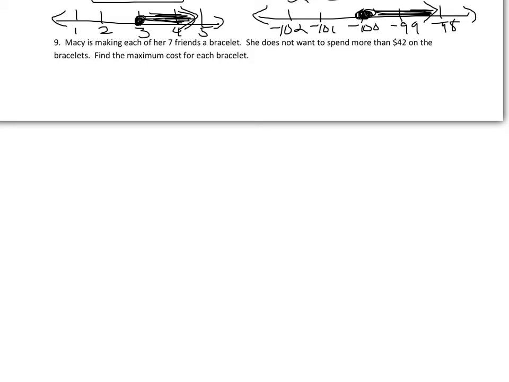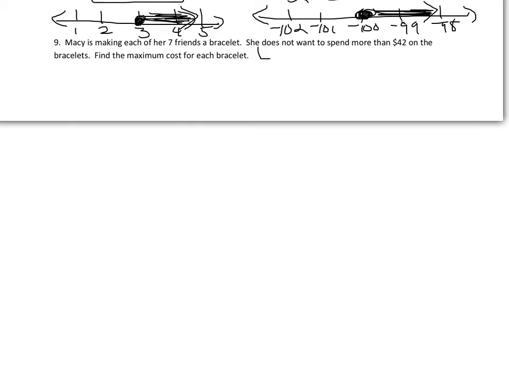In this case, we're going to make it an inequality. We're going to solve it, check it, and write a sentence. So number 9 says, Macy is making each of her 7 friends a bracelet. She does not want to spend more than $42 on the bracelets. Find the maximum cost for each bracelet. Well, what we don't know is the cost for each bracelet.